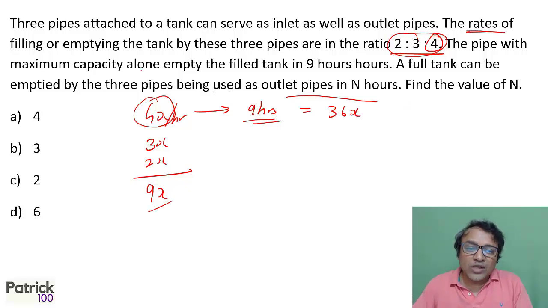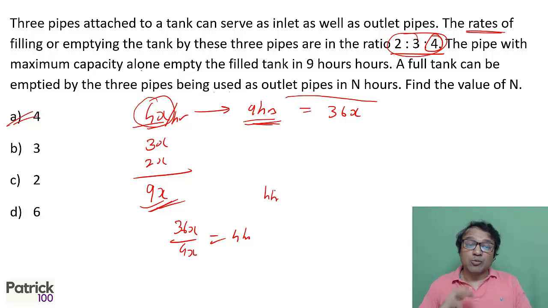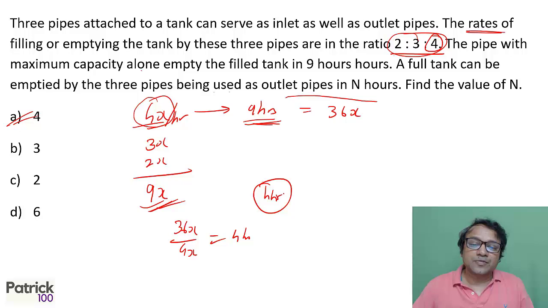So if the flow is 9x, the amount of time will be 36x upon 9x, which will be 4 hours. A option. Technically, you can make out that if 4x takes 9 hours, 9x will take 4 hours, because they are inversely proportional. More the flow, less the time. So if the ratio of flow is 4:9, the ratio of time will be 9:4. So from that we'll get 4 hours as the answer. A option.